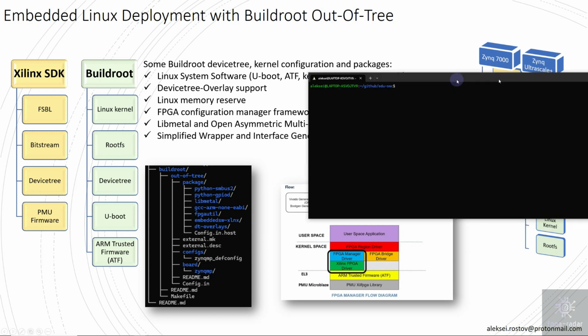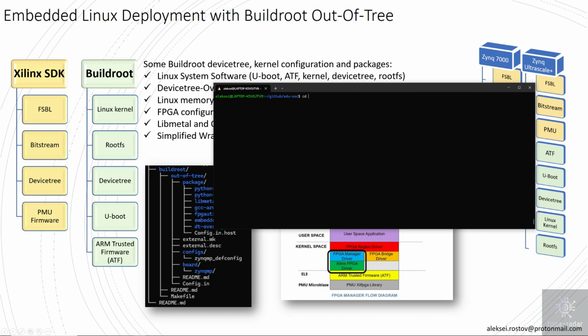Okay, so let's go to the build folder. So Buildroot, sorry. Here is a makefile in order to build and get all system software. So basically, just the make command should be run. I already did this because it's quite time consuming. So let's see what's here.